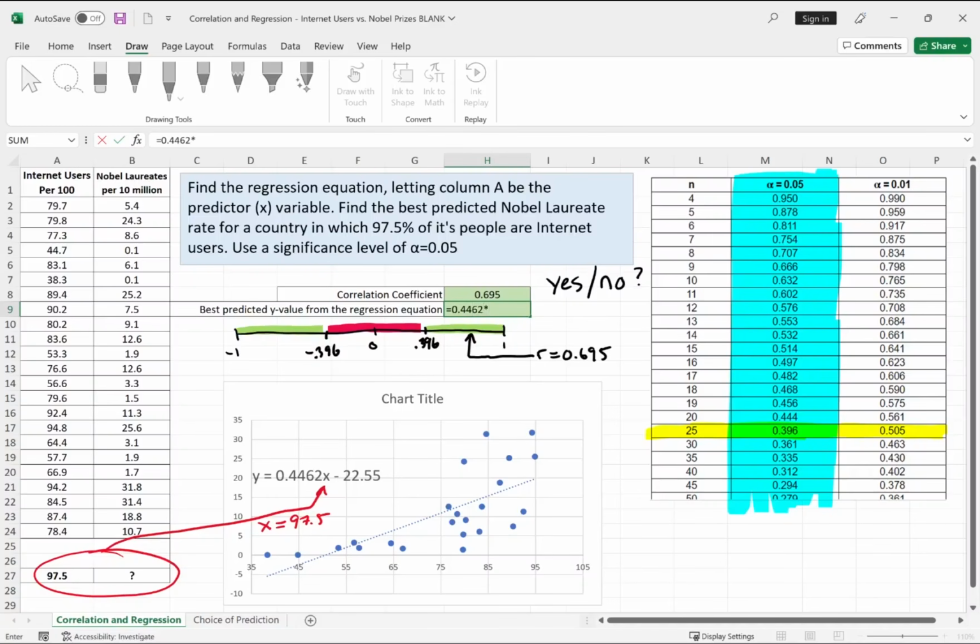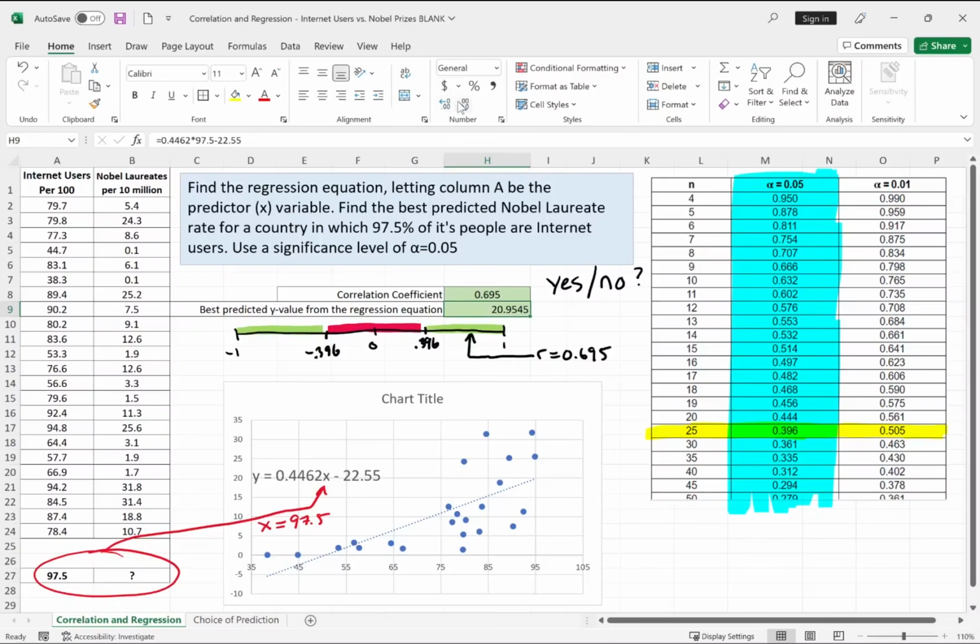So we've got 0.4462 times 97.5 minus 22.55. And so I've just taken that regression equation, replaced the x with the 97.5, enter, and that's the answer to our question. We could round this to 1 decimal place because all the other y values, Nobel laureates per 10 million people, are all rounded to 1 decimal place. So let's be consistent with our rounding. So I'll use the rounding icons on the home ribbon.